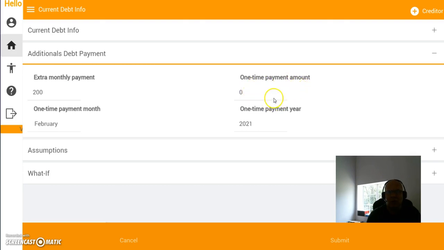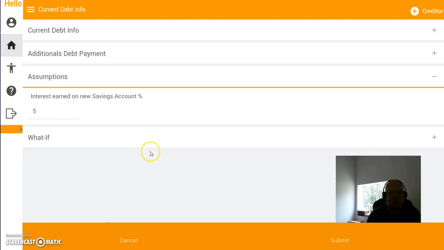One-time payment amount. So this would be like if you would have a bonus, or if you've gotten an income tax return or something of that nature. You would enter that amount here, and then you would put what month you're going to apply it and what year. Assumptions. So this is your savings account. We've used 5% here. That's what your savings or your interest on your investments would earn.